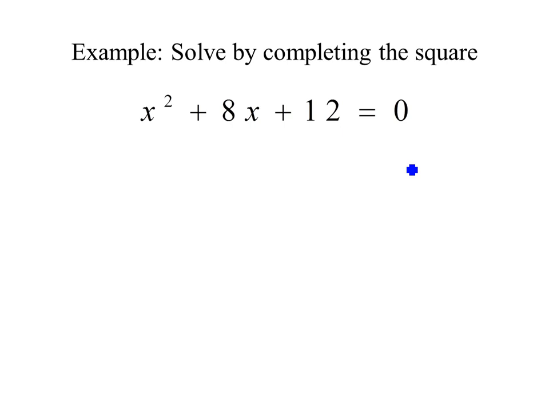Now, to fill in that blank, that's where half of b squared is going to come into play. Remember I told you your leading coefficient is a, your middle coefficient is b, and your constant is c. So let's take half of 8 and then square it. So half of 8 is 4, and 4 squared is going to be 16, and that's what goes in your blank on both sides.